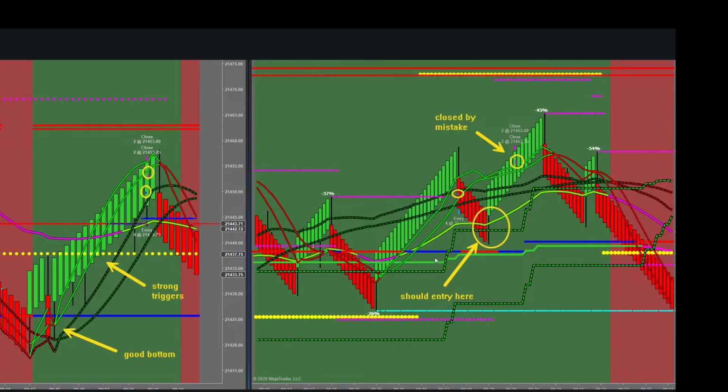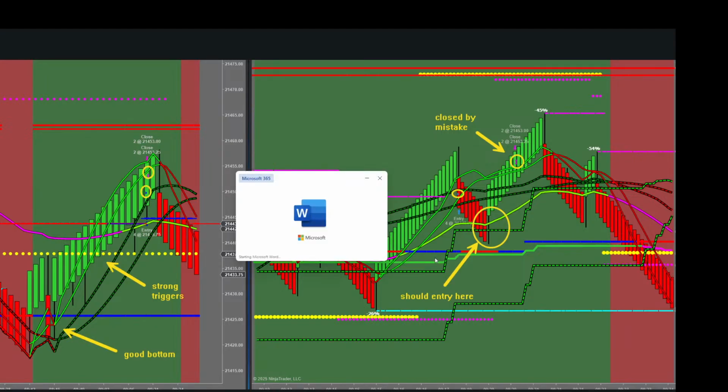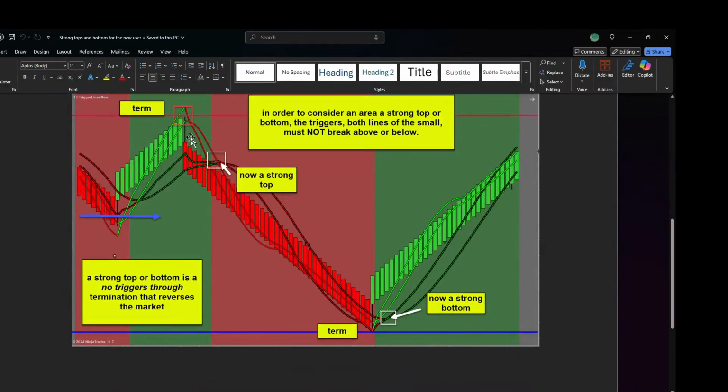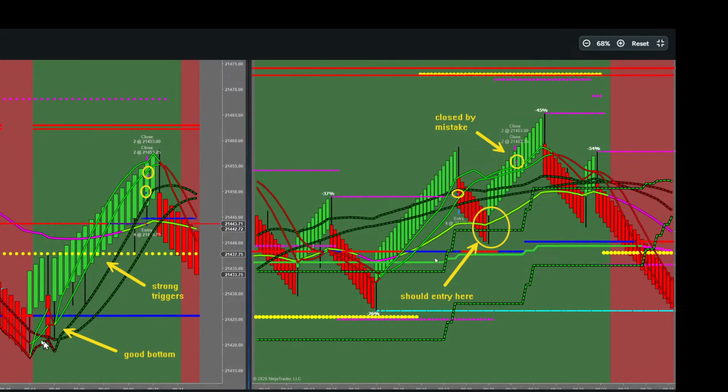And I'm going to drop this in here as well. Guys, strong top or bottom is one look, one set of instructions, one recipe. And it has to be a termination condition first. It has to be. And none of the triggers can get through that termination. So guys, this is a termination with no triggers through it. When it reverses, that's your strong bottom. This is your termination with no triggers through it. Once it reverses, that's your strong top. That's your strong bottom. So Miss Cindy, you have a pivot from the absolute middle of nowhere.